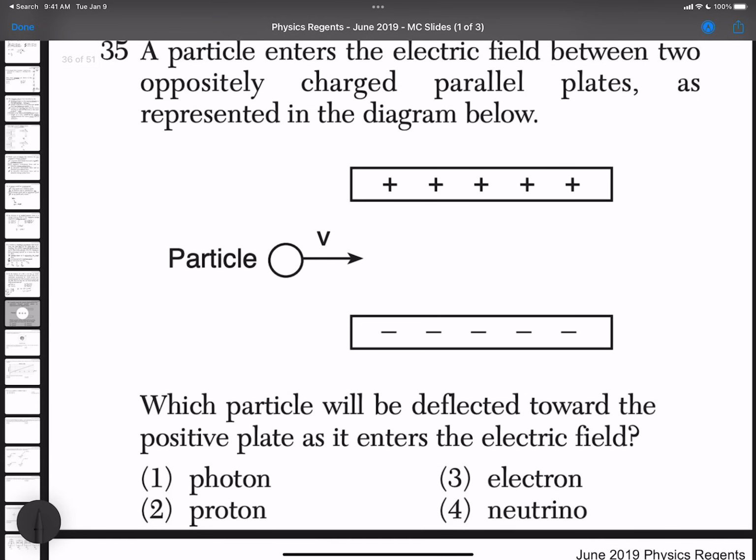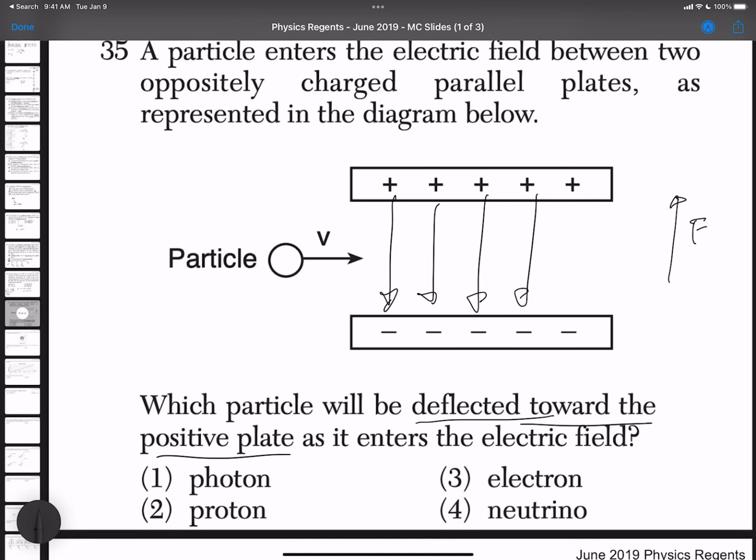All right, question 35. A particle enters the electric field between two oppositely charged parallel plates as represented in the diagram below. Which particle will be deflected towards the positive plate as it enters the electric field? So let's just sketch in the electric field here, just to remind us of what's going on. We know to be deflected towards the positive plate, you need to have a negative charge. So negative charges would go up, and positive charges would go down.